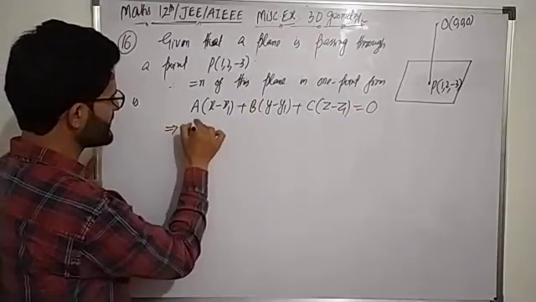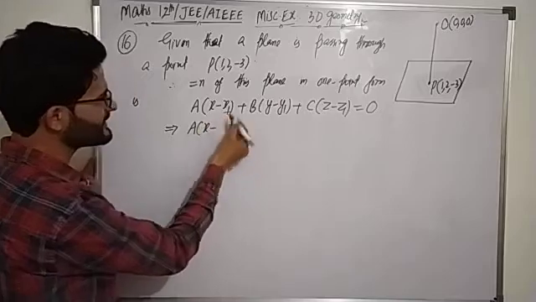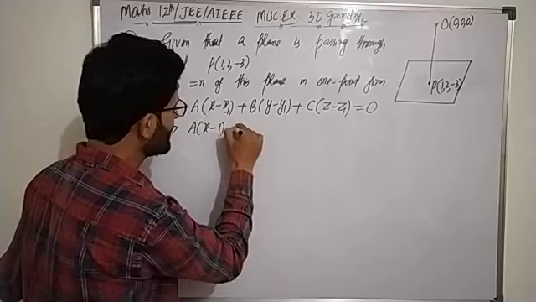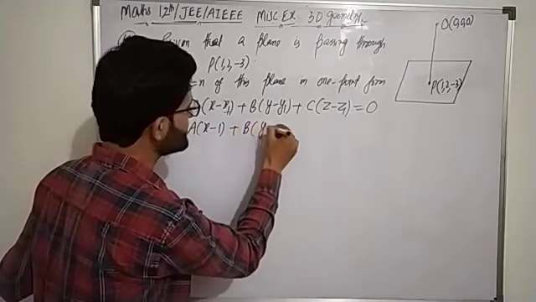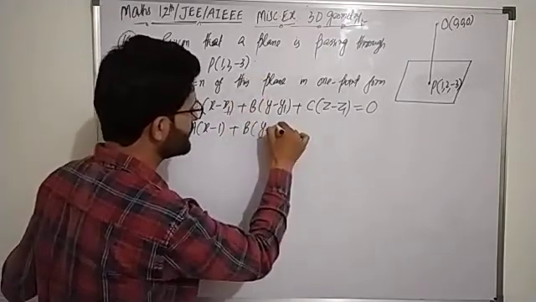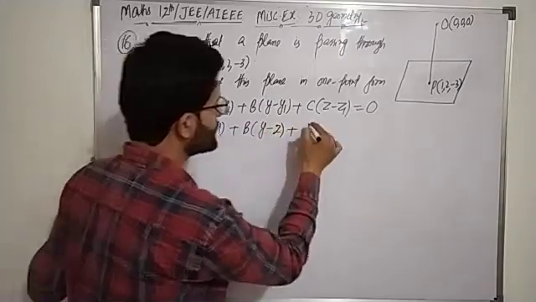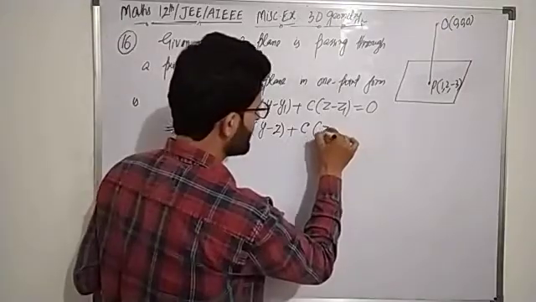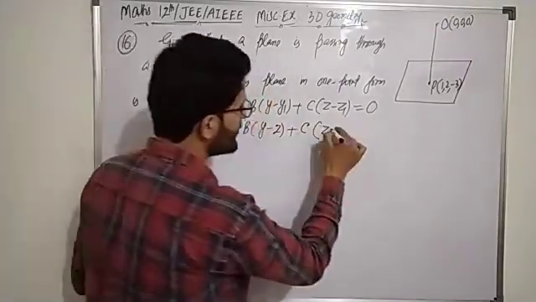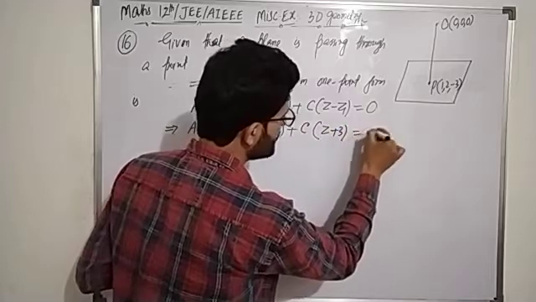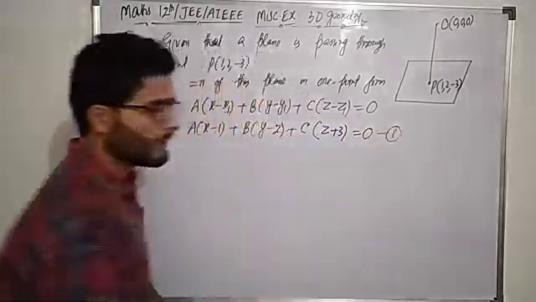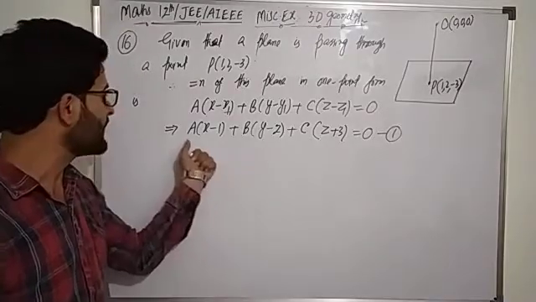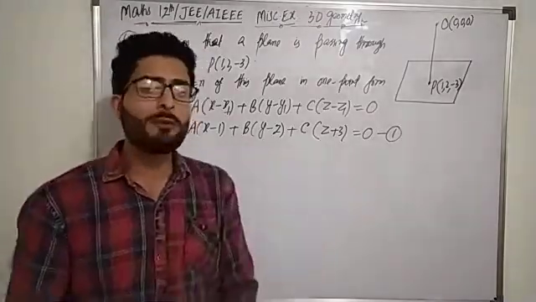Implies this can be written as a into x minus x1, x1 is the x coordinate of a point through which the plane passes, that is 1, plus b into y minus y1, y1 is the y coordinate, that is 2, plus c into z minus z1, that is z minus z1 is minus 3, so it will become z plus 3, and that's equal to 0. We are keeping that equation as equation number first. Now that is actually the equation of required plane, but in that plane we need a, b and c. What are a, b and c?